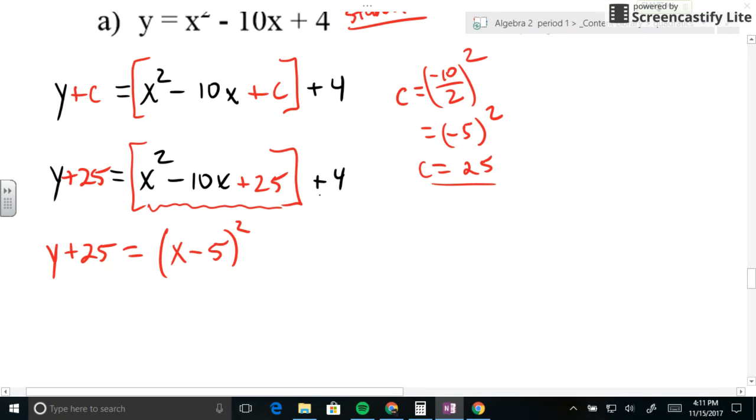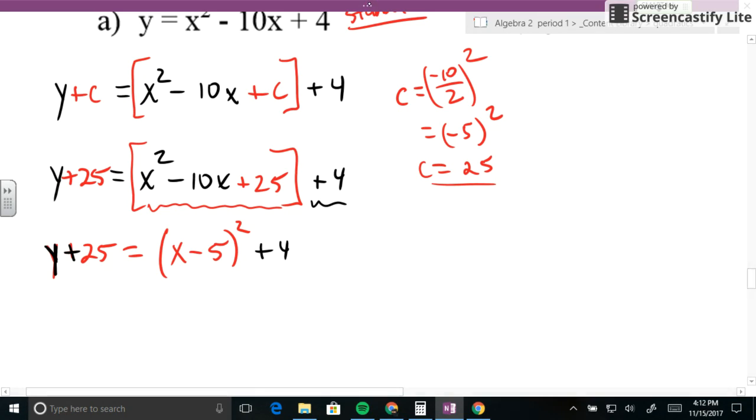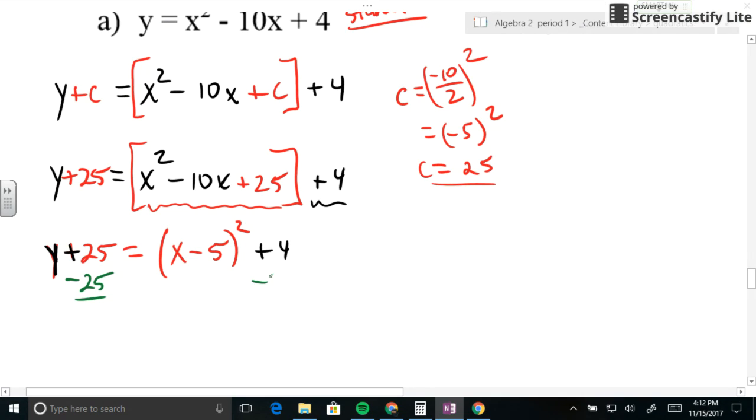And then, of course, I still have this plus 4 on the outside, and then that y plus 25 there. So what I'm looking to do is get the y by itself, and then I would have it in vertex form because I have the quantity of x minus 5 squared, and I have a plus number out here. So I have an h, I have a k, a is 1, but I got to have it as y equals, not y plus.